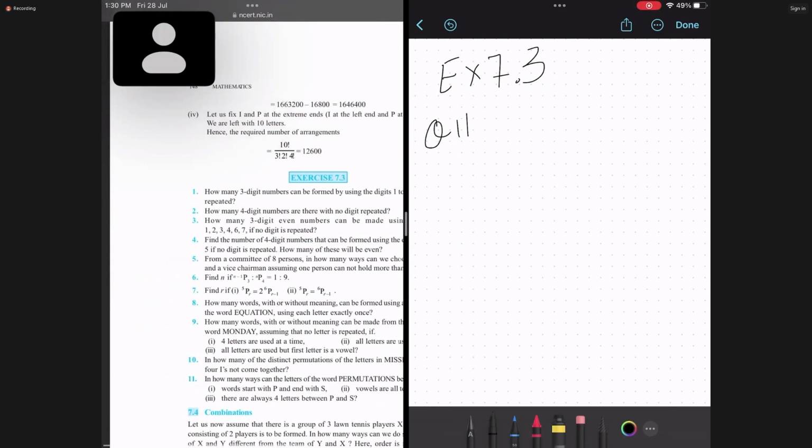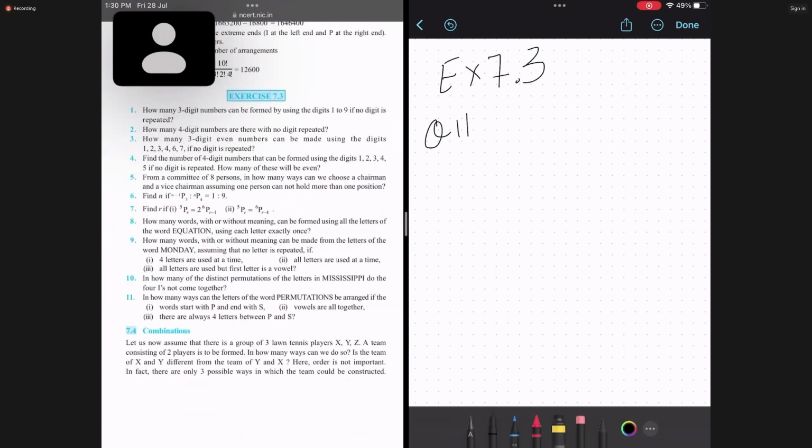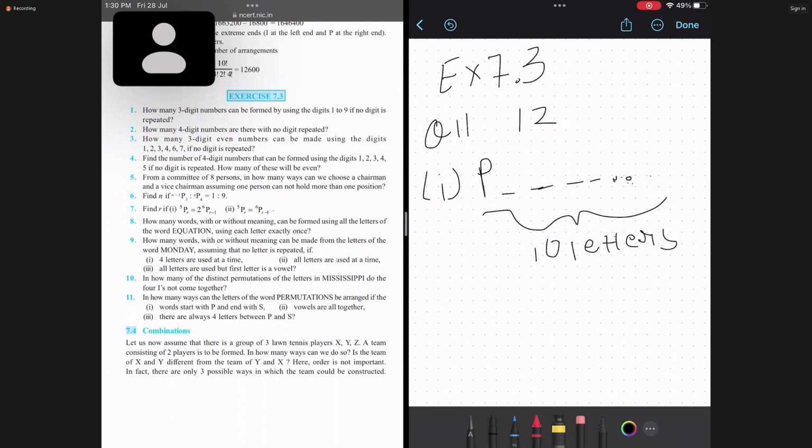So the first part of the question is, first we need to calculate how many letters there are in the word PERMUTATIONS. We have 12 letters, and the only letter that is repeating is T, we have 2 T's, right? So for the first part, we have P in the beginning, 10 letters here, and S at the end.